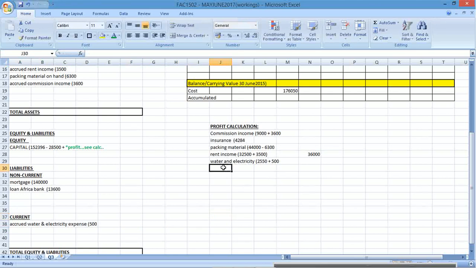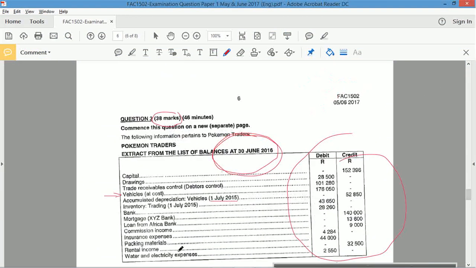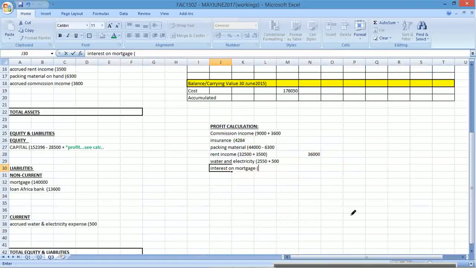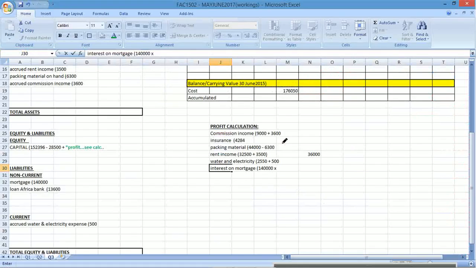We can actually write it down here because it will be taken off your profit. Interest on what asset was this? The mortgage. Interest on mortgage. Okay, what is the mortgage amount? Where's the mortgage? Here's the mortgage, 140,000. Yes. Okay, so 140,000 times, what is the interest rate? 11.5% per annum. So 140,000 times 0.115 gives you 16,100, which is accrued interest on mortgage.